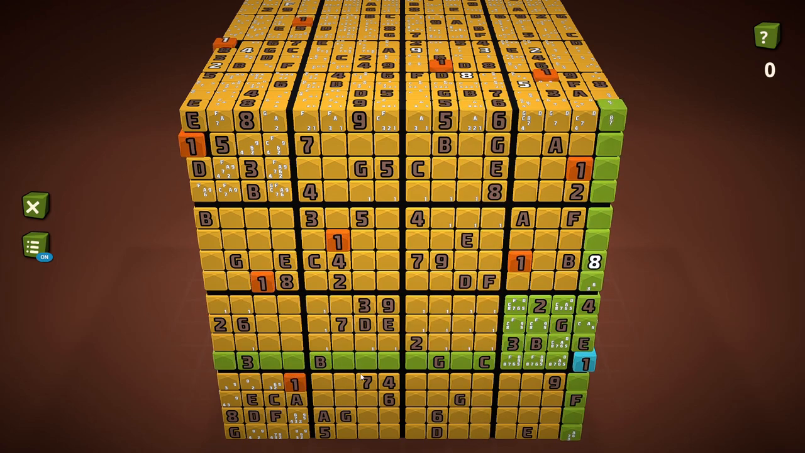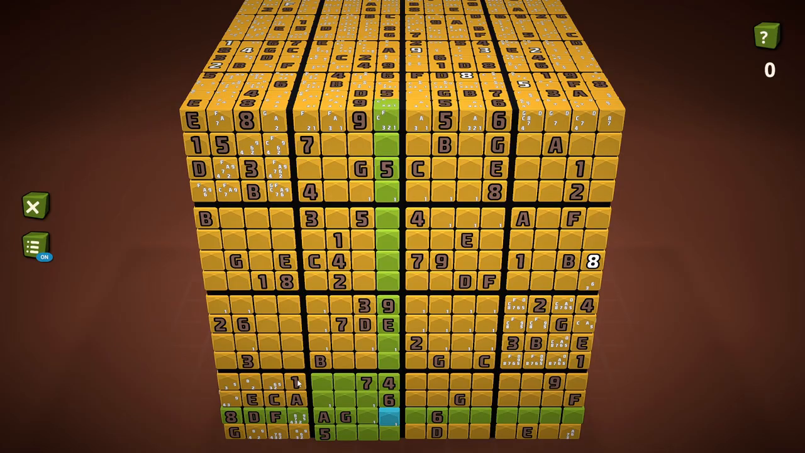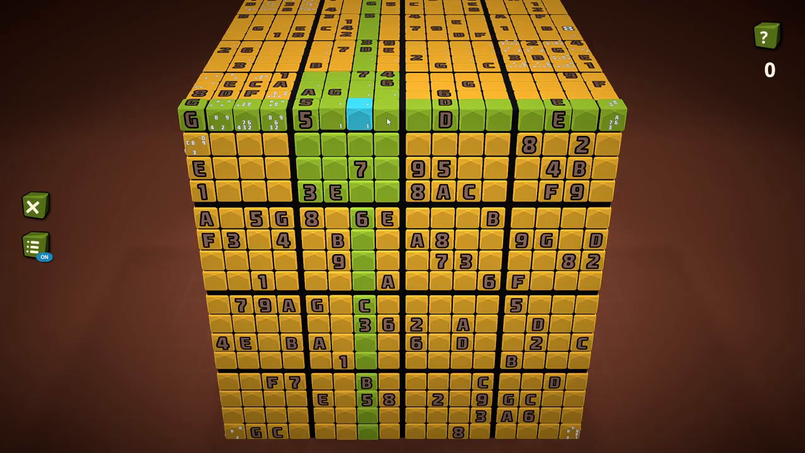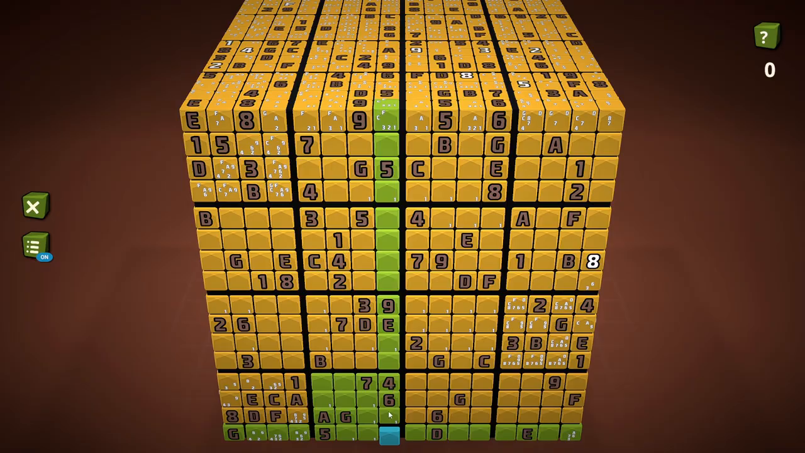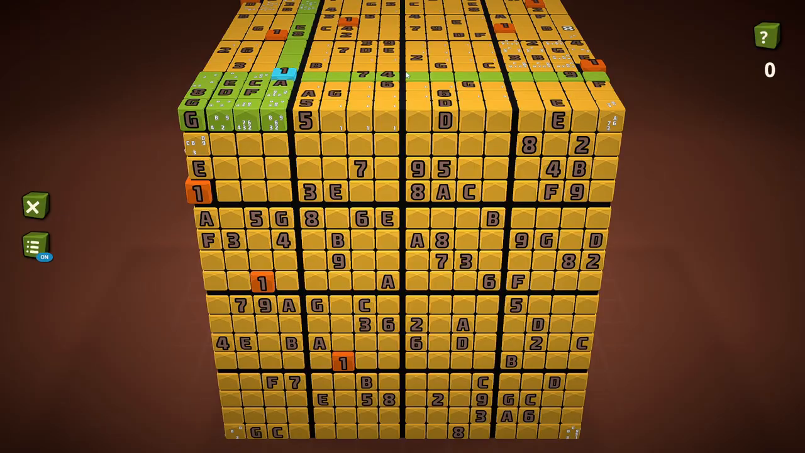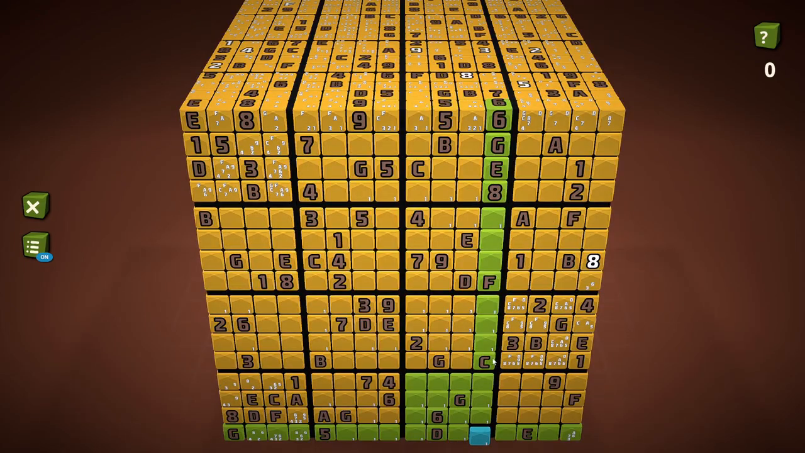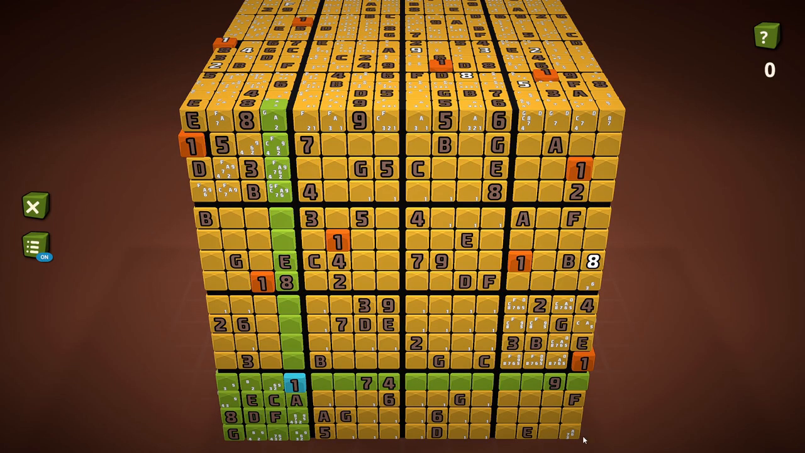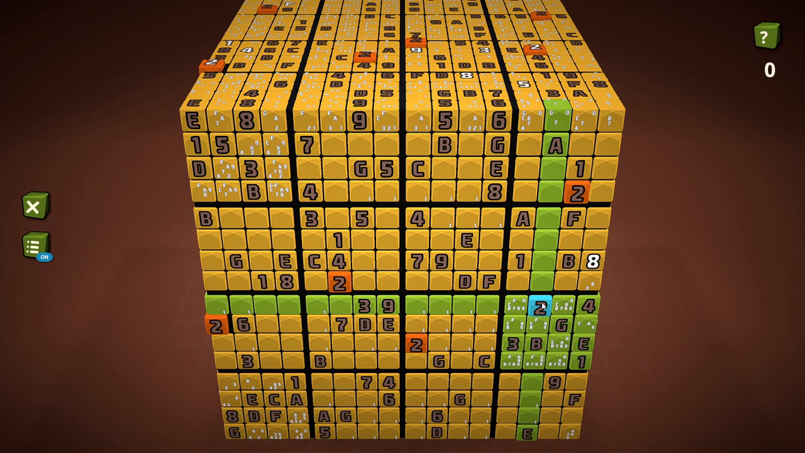Okay, 1. There you go, it just wasn't letting me place the 1. I don't know why. Alright. Boom, boom, boom. So it would have to be one of those 2. I still see that there's still 2 possibilities.